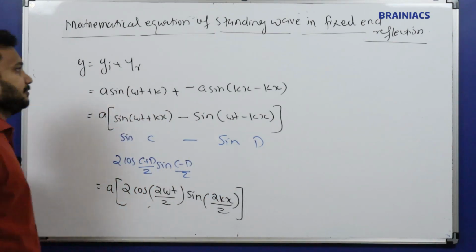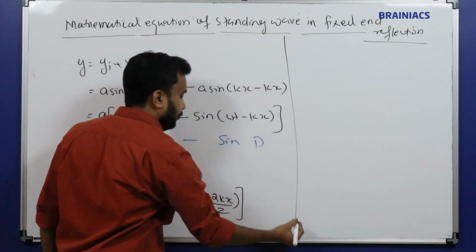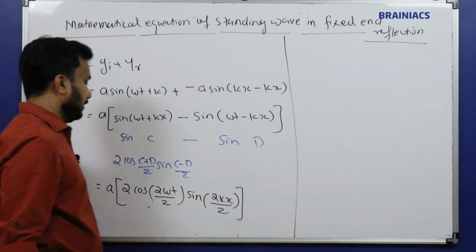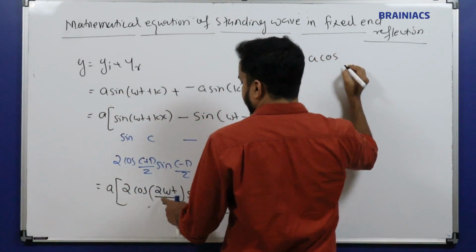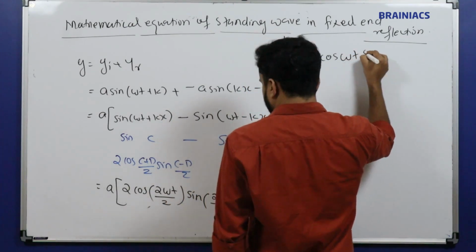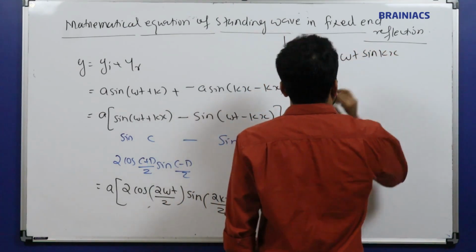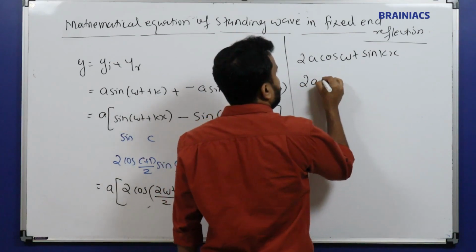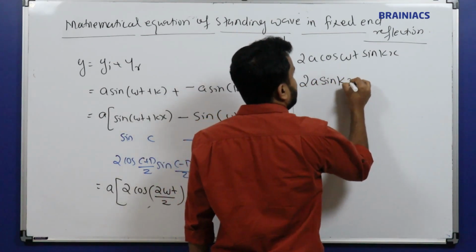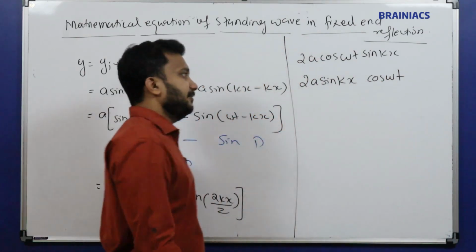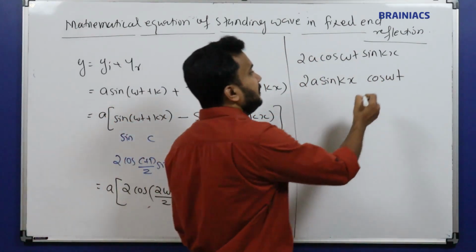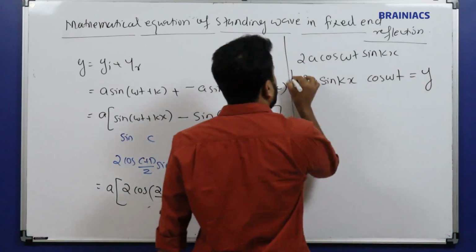Okay, then I simplify now. Going to the right side for further simplification, 2a into 2a cos of omega t sin of kx. The 2 cancels, and we can write it as 2a sin kx cos omega t. The omega here is the frequency factor. So this is the equation of this wave. This is an equation of a standing wave.